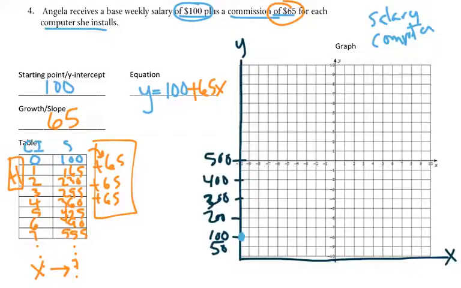So where do we see that on our graph? Well, every time we go 1, we're going to go up 65. Every time a computer goes 1, we go up 65. One more computer install, we go up 65 more. Okay, so it'll just keep going at that rate. Looks something like that. Okay, there we go, guys, on that one.